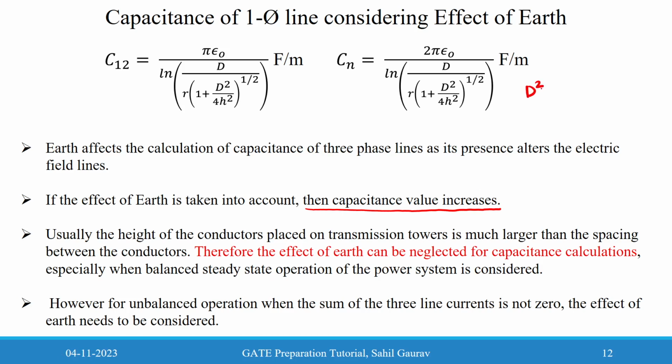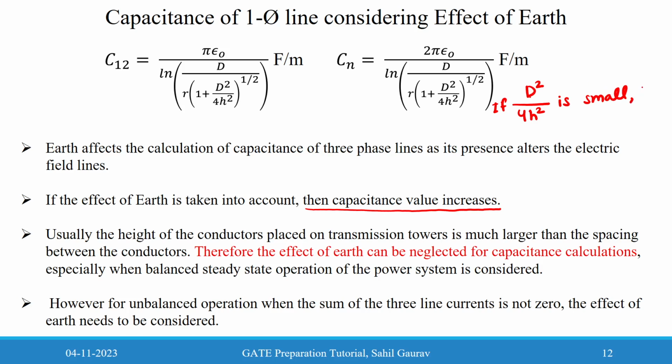So suppose the height of the tower is much larger than the distance between the conductors. That is, the distance between the conductors is d, and h is the height of the conductor from the ground. If this is larger, then this is neglected. Therefore, this Cn will become equivalent to the previous one. d squared divided by 4h squared is small.